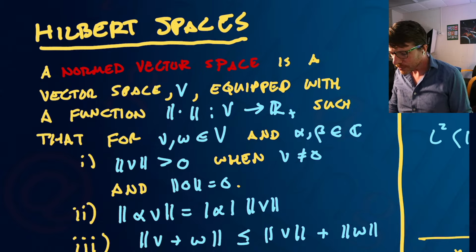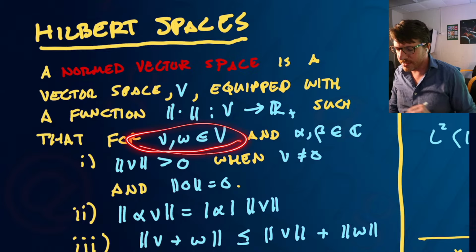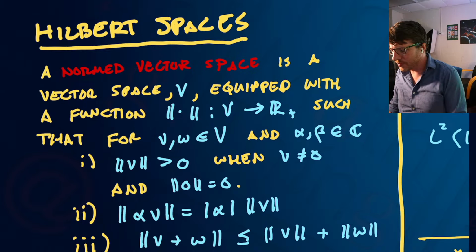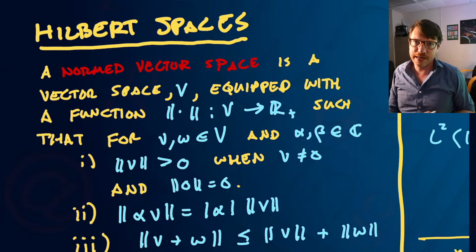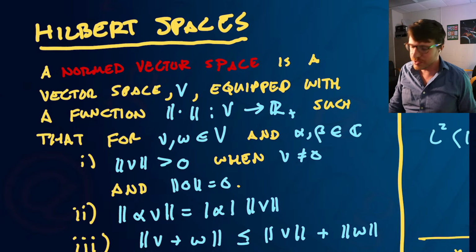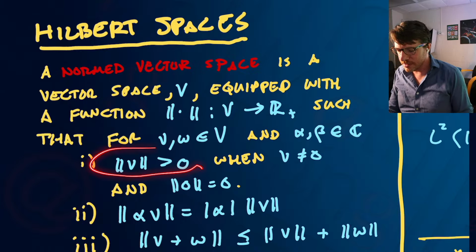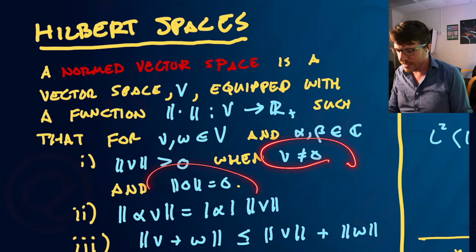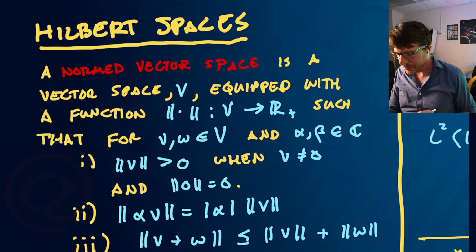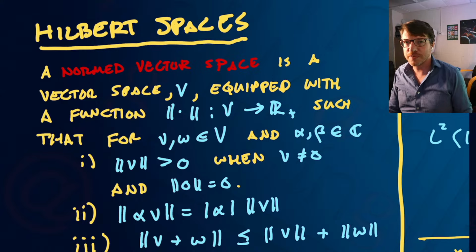And so basically we have this nice property for a norm. If you take elements of your vector space V and some complex scalars, they can be real scalars too if you want, then the norm of a vector is always positive unless it's 0, and the norm of 0 is just 0. And that's more or less what you would expect, I think.